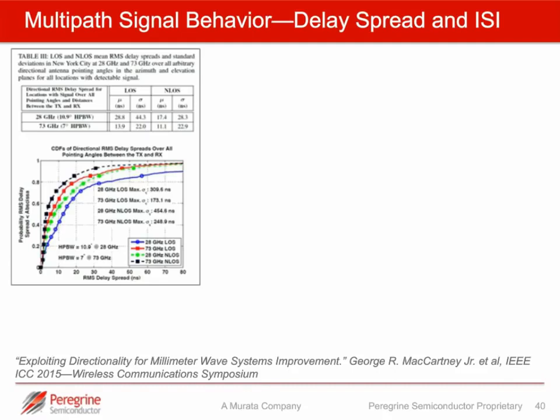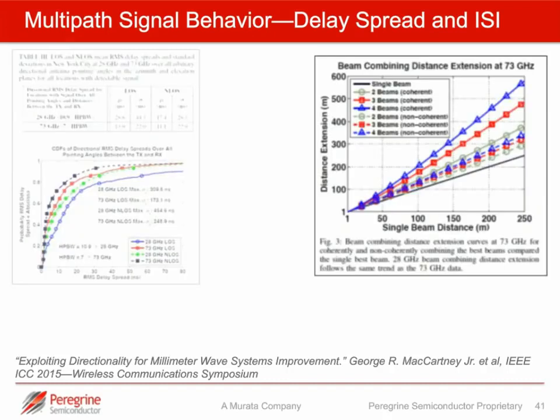Why is this definition useful? The reason it's useful is if we look at this study on the left-hand side, we can see a series of plots. The blue trace is taken at 28 gigahertz for a line of sight system, and the green trace is taken at 28 gigahertz for a non-line of sight system. And what we can see here is that the delay spread for the line of sight system is greater than the non-line of sight system. Now this may seem counterintuitive at this point, but it's also notable that there is a significant amount of delay spread in both cases. And we'll come back to why the line of sight has larger delay spread in a subsequent slide.